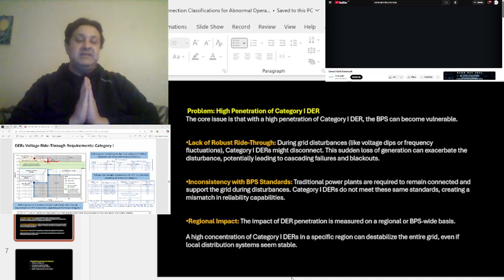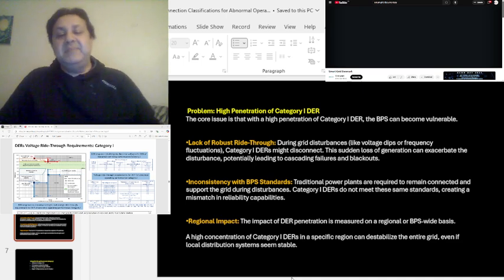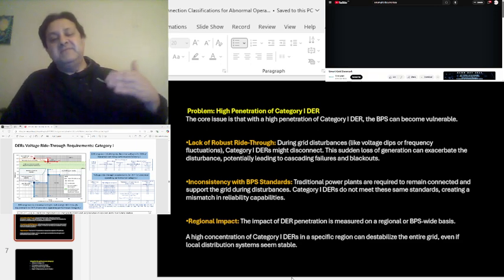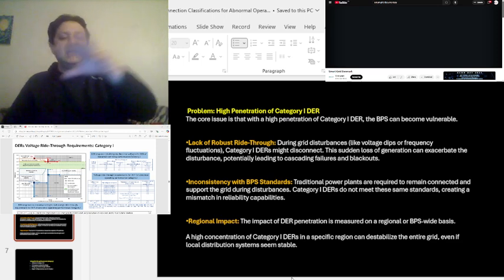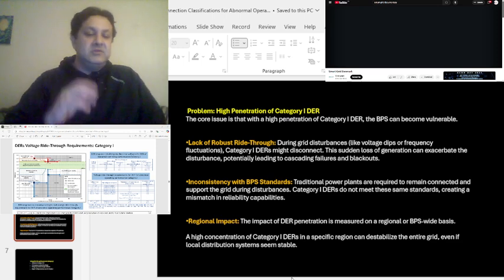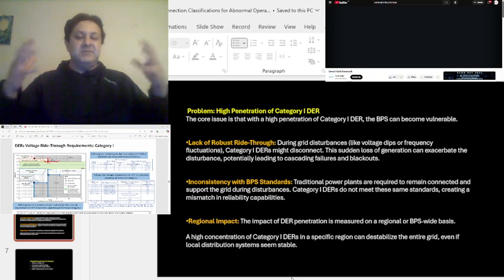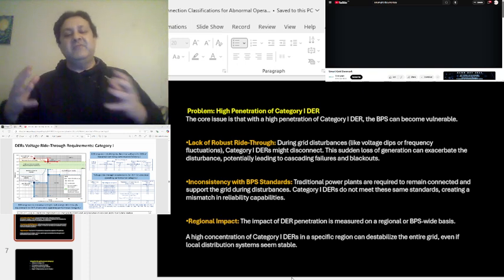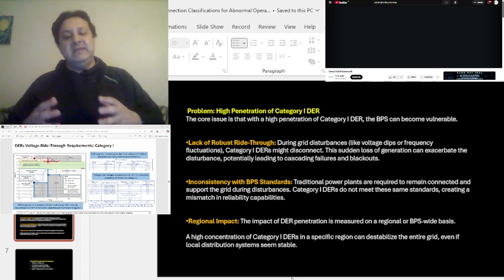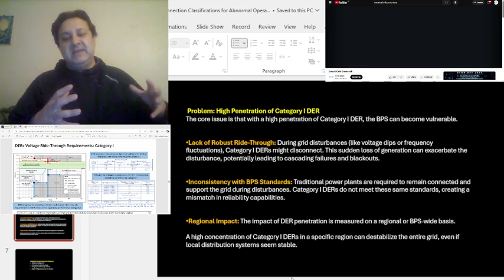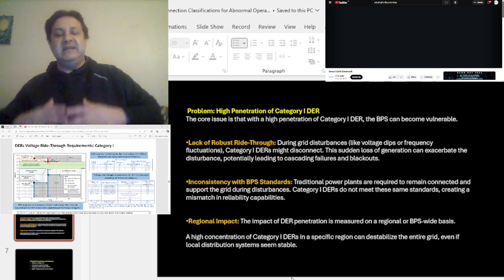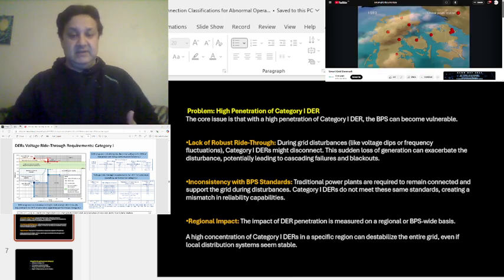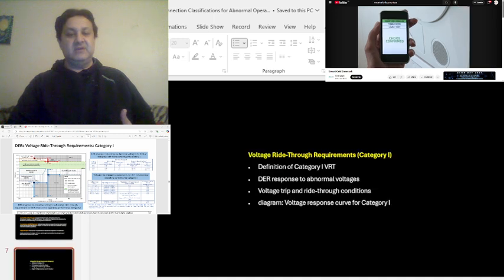So now another thing is the regional impact. The impact of DER penetration is measured on a regional or BPS-wide basis, because it depends upon wherever those DERs are, and it depends upon the region where they are located. So a high concentration of category 1 in a specific region can destabilize the entire grid. So it is one of the issues that we can face with category 1.